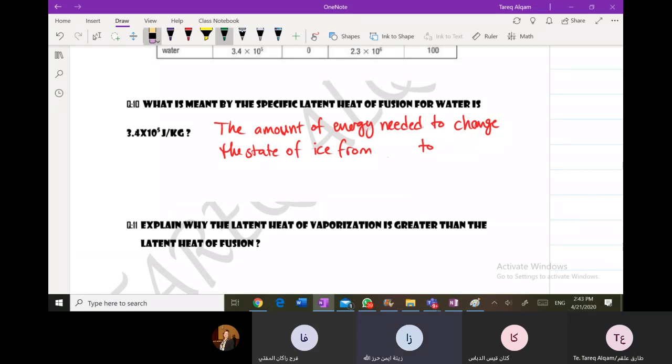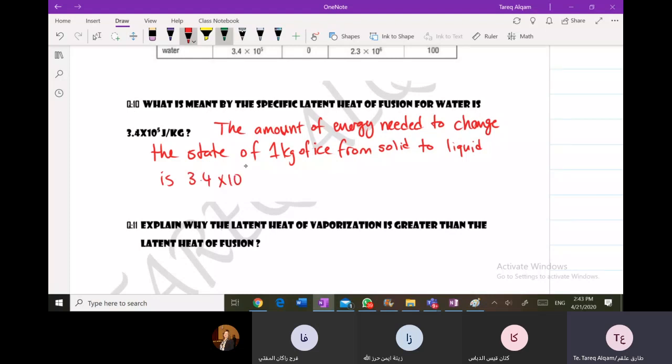Should I say the amount in 1 kilogram? Yes, 1 kilogram. The energy needed to change the state of 1 kilogram of ice from solid to liquid is 3.4 times 10 to the power 5 joules. Right? This is the amount of energy. So, guys, if we have 1 kilogram of ice and I want to convert it to liquid, I need 3.4 times 10 to the power 5 joules.